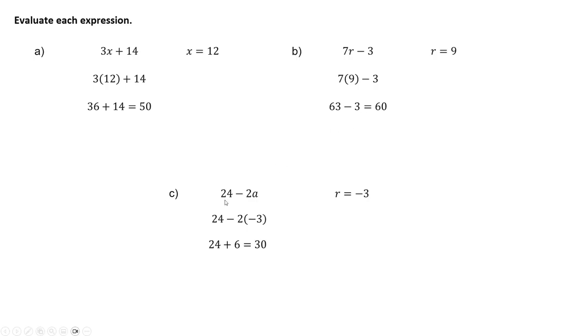For question C, we're given the expression 24 minus 2a, and then we're told that a is negative 3. This is a little mistake here. This should be an a. So we simply take this negative 3 here, plug it in. 24 minus 2 times negative 3 is 24 plus 6, because negative 2 times negative 3 is positive, for a final answer of 30.